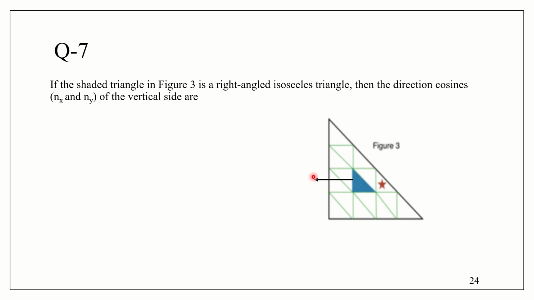What is direction cosine? It is the outward normal from the particular side. So in this way we can see that it is minus 1, 0. 1 comma 0 is false because it is in this direction. Or else 0 comma 1, again it is false. Minus 1 comma 0, again it is false. It is 0 comma minus 1.